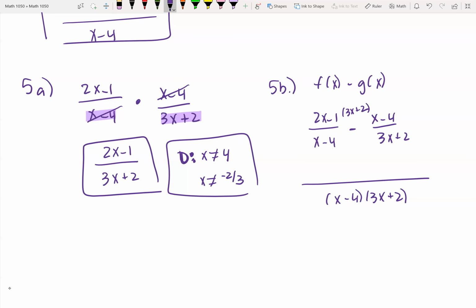You guys, the way that I've written it right there is wrong, because this entire thing is multiplied by that entire thing. So you have to throw parentheses around it, and you're FOILing. When you FOIL, you get 6x to the second plus 4x minus 3x minus 2.